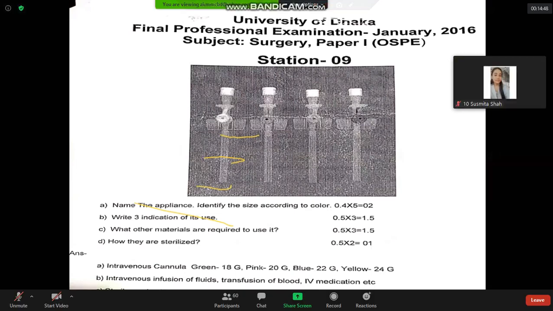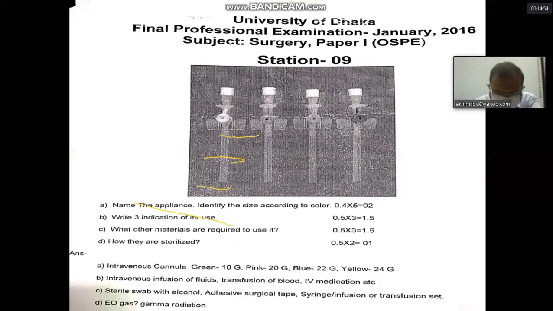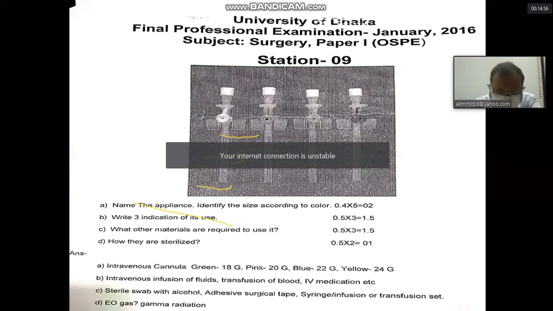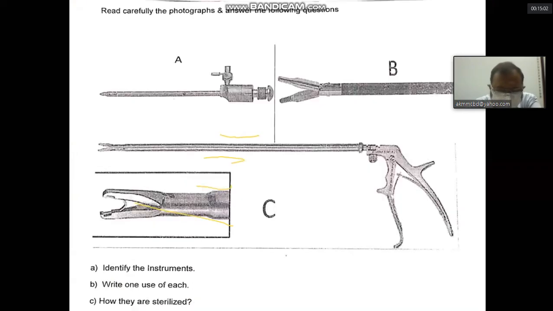This is the most important question and mostly one number comes from here. So it is sterilized by either ethylene oxide gas or gamma radiation. Okay.